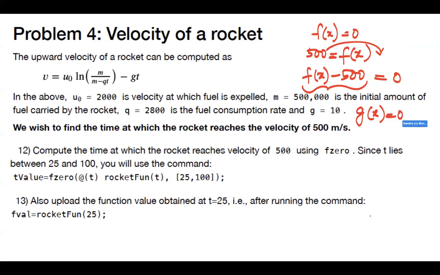So now you write rocket fun in such a way that you code this g of x, that is the whole term minus 500. Or else you can write 500 minus the term. That will be equal to 0. That's how we have to code it. Okay, this is a small tip. I'll not erase this. This is a very easy question. You can just finish it in a few minutes. So I'll give you a few minutes and then after that we'll discuss the answer.